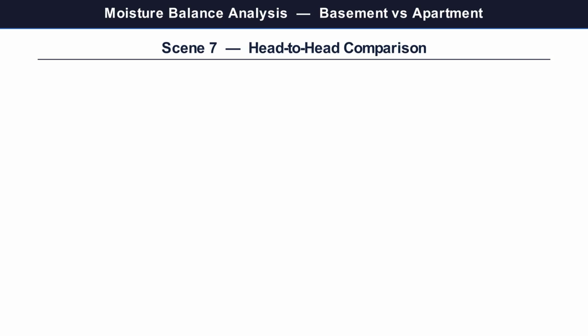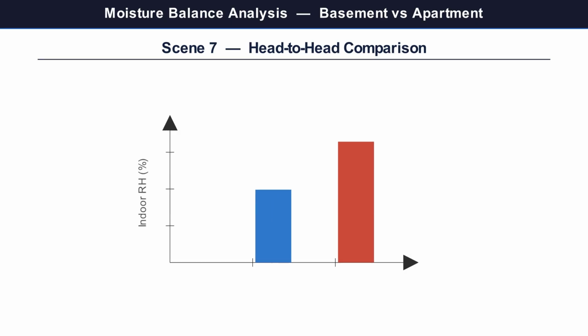Let us visualize the key result. Here is the indoor relative humidity for each building, plotted as a bar chart. The dashed line at 60% marks the mold growth threshold. The contrast is stark. The apartment bar reaches 41%, comfortably below the threshold. The basement bar at 68% clears the threshold by 8 percentage points. This is not a marginal case; it is a building that will grow mold without intervention.